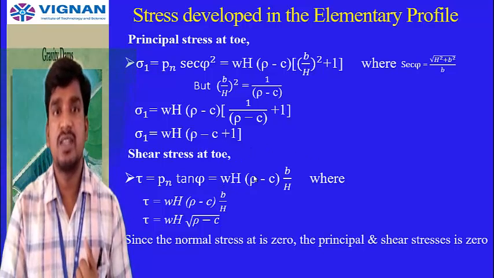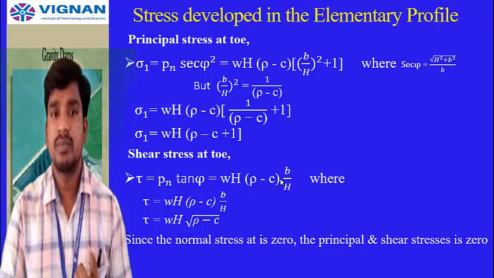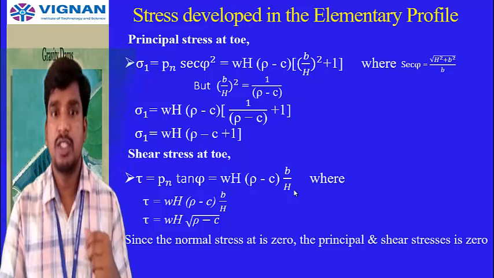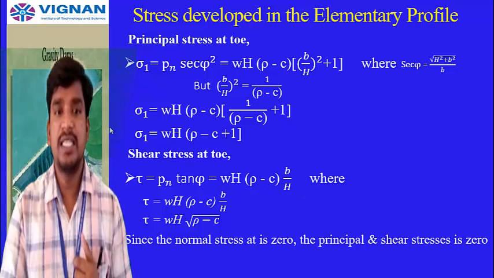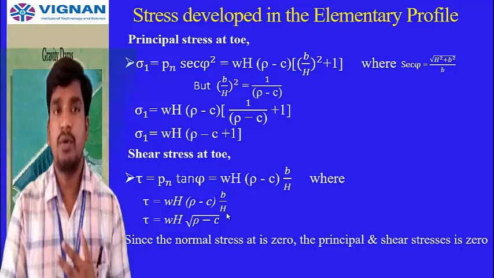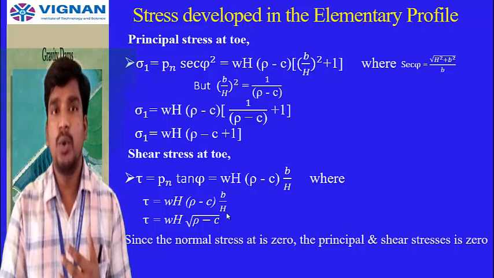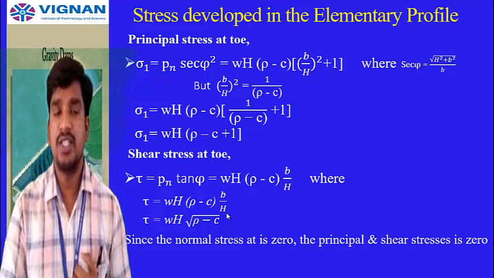In a similar fashion, if we consider the shear stress, τ is equal to Pn into tan θ, where tan θ is equal to V/H, base and height. After substituting, the final equation for the shear stress will be WH into under root ρ − C. This is how you have to calculate the principal stress at the toe and the shear stress at the toe for full reservoir conditions.